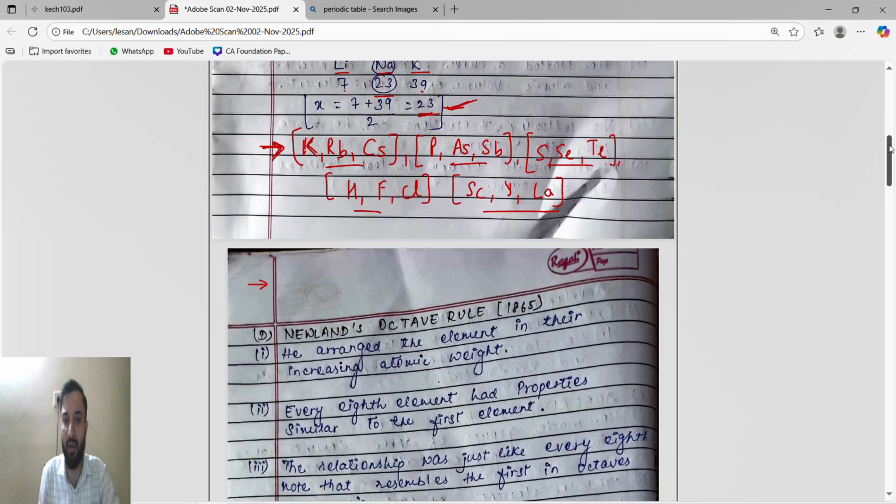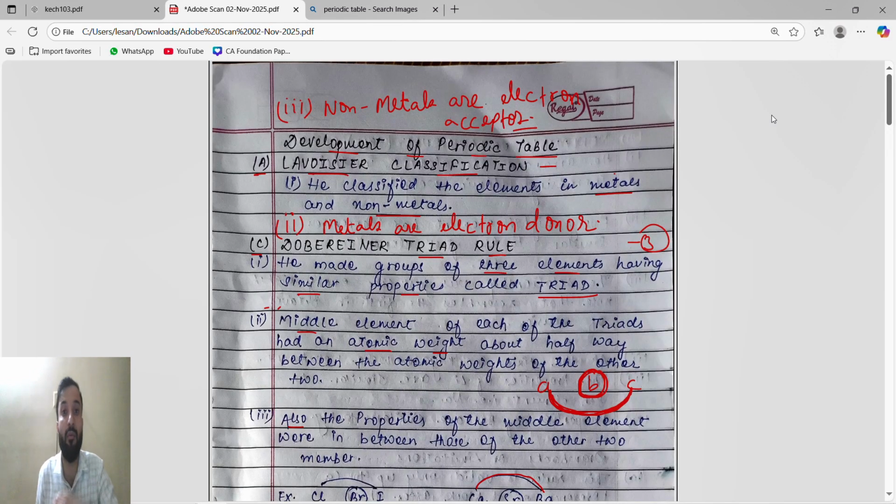Now you will ask, sir, what is the drawback of Lavoisier? What had Lavoisier said? Lavoisier came and said this many elements were discovered. Half are metals, non-metals, finished. Who will donate the electron? Metal. Who will accept the electron? Non-metal, finished. Then he went to sleep.